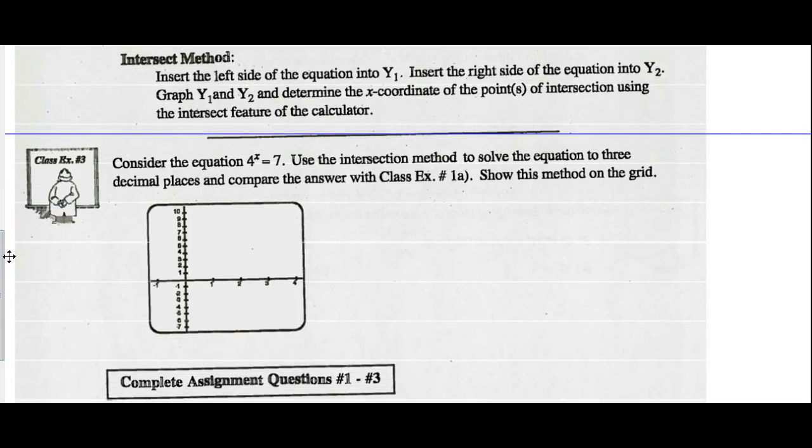So it tells us, consider the equation 4 to the x equals 7. Let graph y1 be the left side of the equation, y2 be the right side. So write that down. y1 is going to equal 4 to the exponent x. y2 is going to equal 7. So let's try and graph this on our graphing calculators.